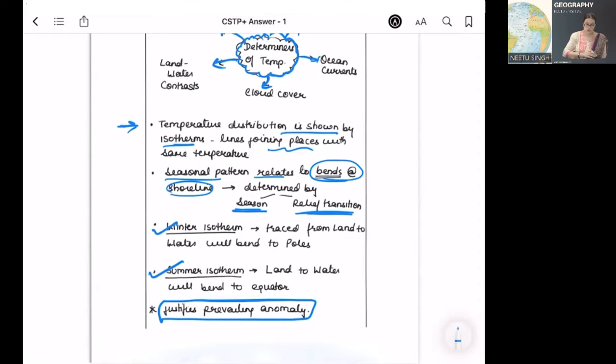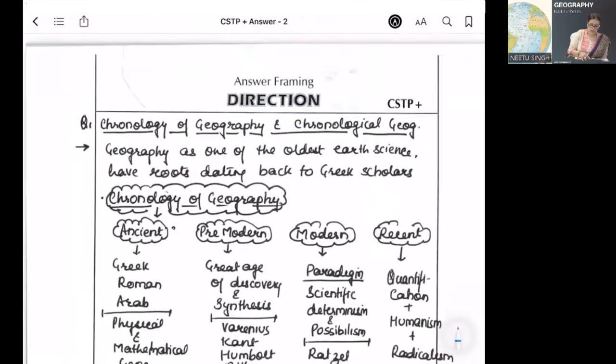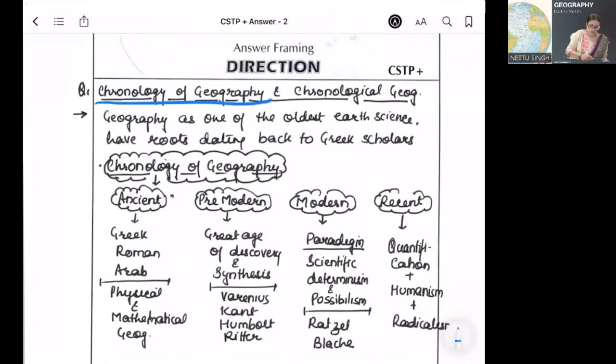I want to go to some question. A very interesting question I asked in the test: chronology of geography and chronological geography. Time geography was the question that was asked in the UPSC examination. And many of us claim that it is out of syllabus. I very clearly say nothing comes out of syllabus. It's only the perspective with which you learn. Geography is essentially a chronological discipline, but it is not devoid of chronology.